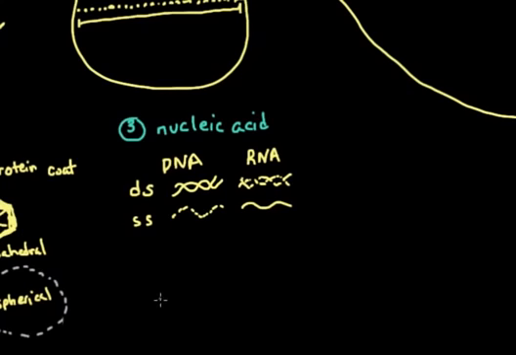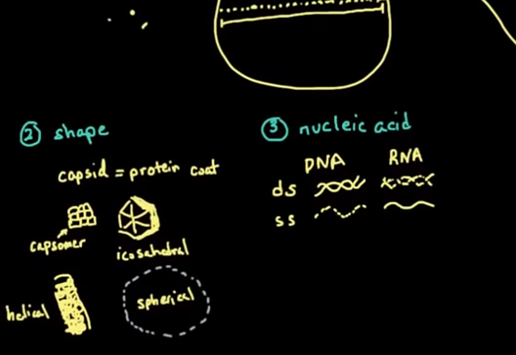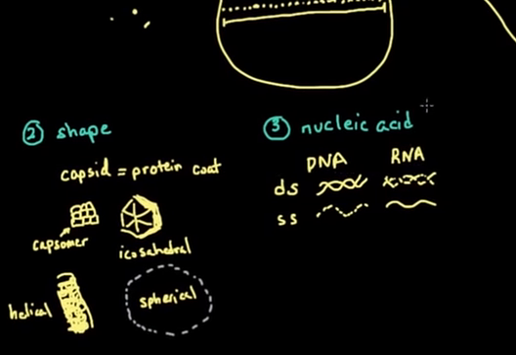So that's why nucleic acids are that third category. It distinguishes viruses from each other. And this genetic information can't just float around. It actually is kind of packaged. It's stored inside of the protein coat.